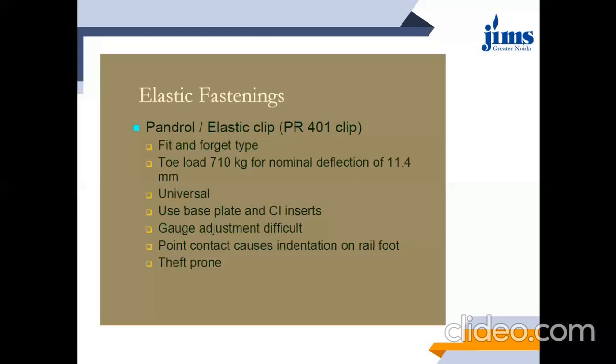Why is this a disadvantage? Because, as I told you earlier, these elastic fastening clips are fixed by means of hammering.